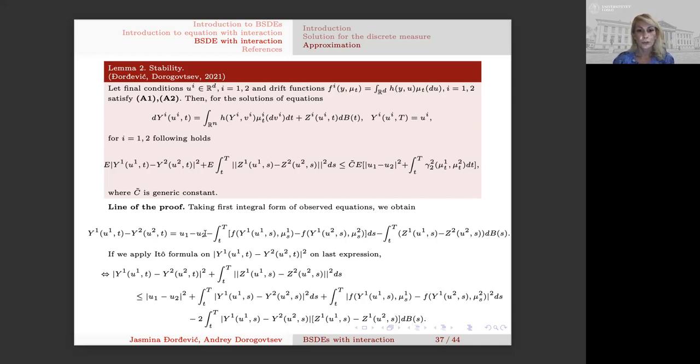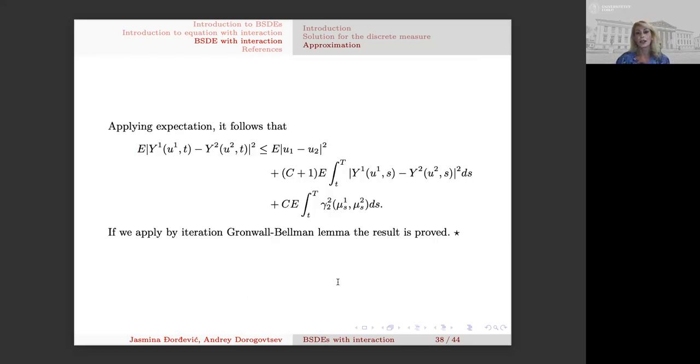The proof relies on similar steps as before. If we take integral forms and apply Ito's formula to the square of the difference, we have the expression given at the end of the slide, where taking expectation, we cancel the last line, and applying the usual estimates, we have that this inequality holds, on which we can directly apply Gronwall's lemma and state the result.